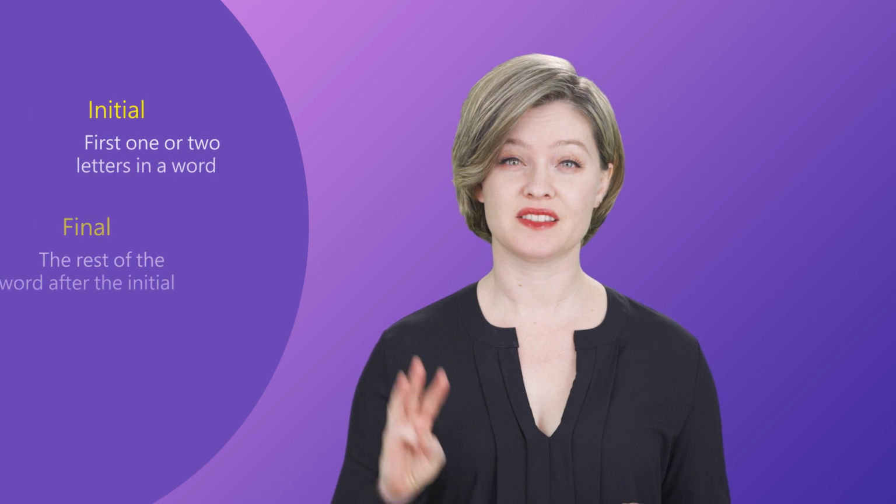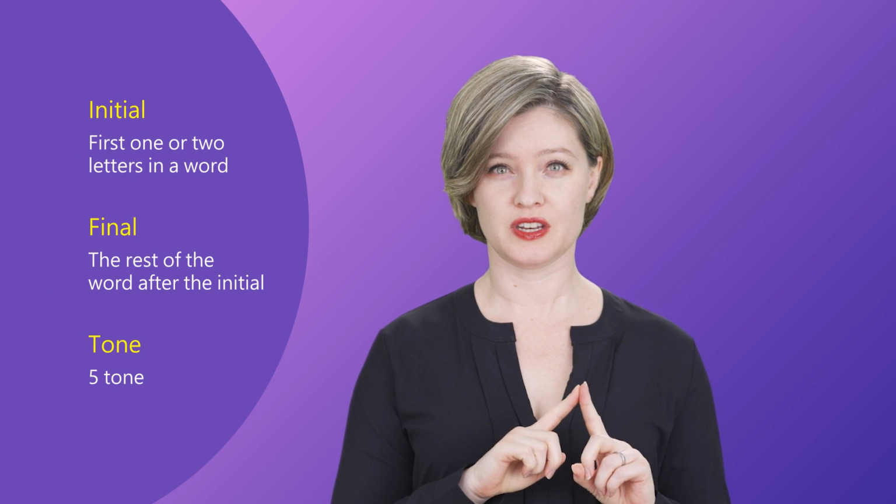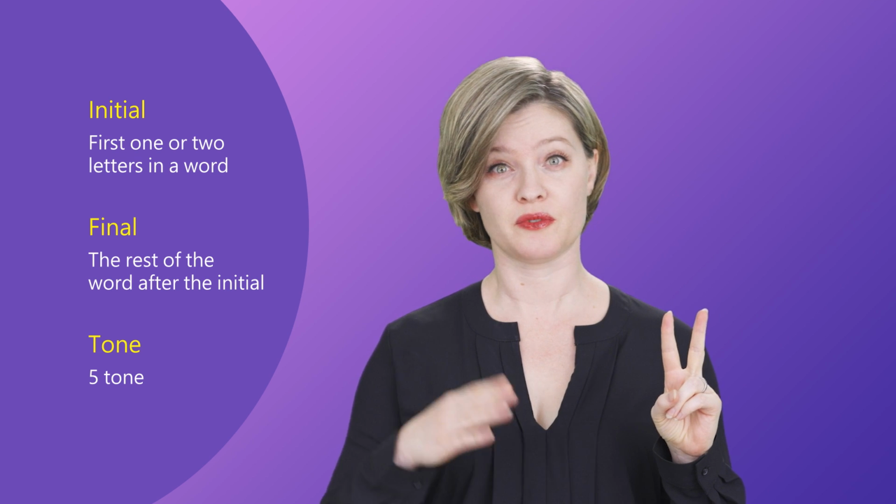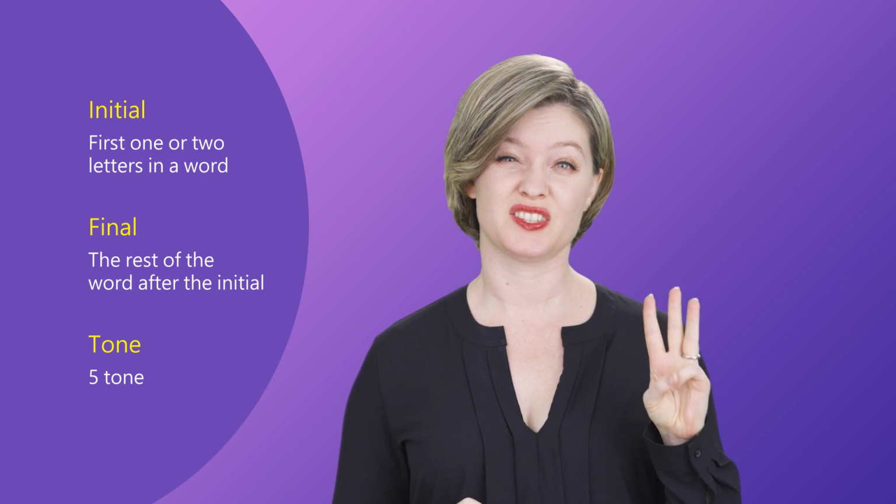In our last lesson, you learned the fundamental parts of Mandarin, Pinyin and Hanzi. Now let's get started with the basics. Chinese Pinyin has 3 parts. The initial, first 1 or 2 letters in a word, the final, the rest of the word after the initial, and the tone. There are 4 basic tones plus a neutral tone, which we learned in the last lesson. Let's get started with the initials. Today, we are going to start with the pinyin initial B.